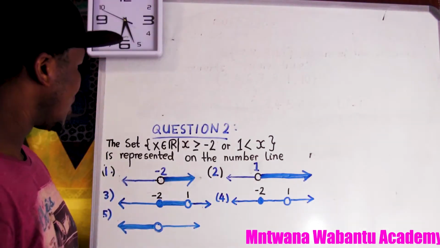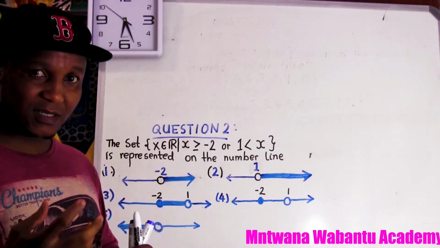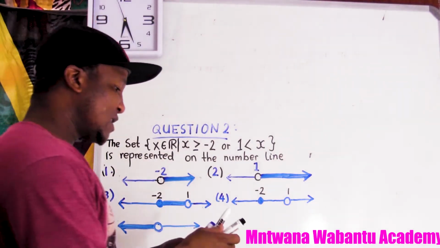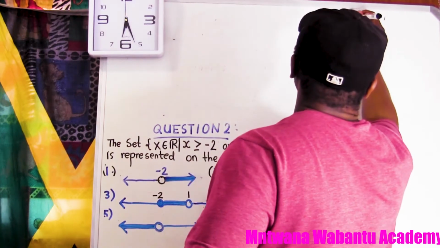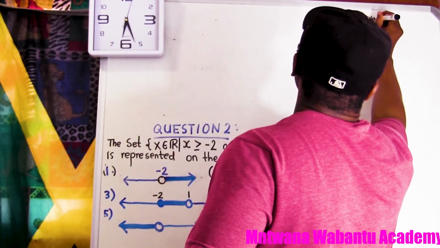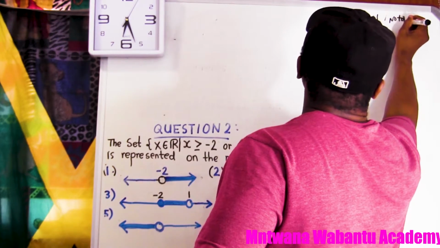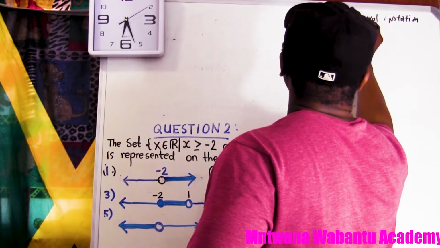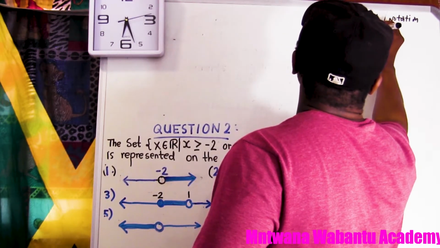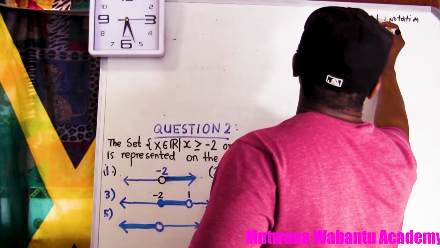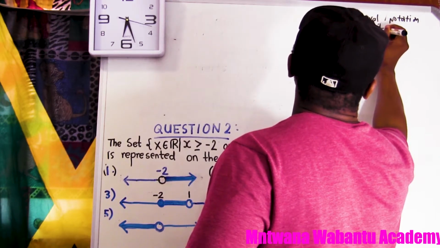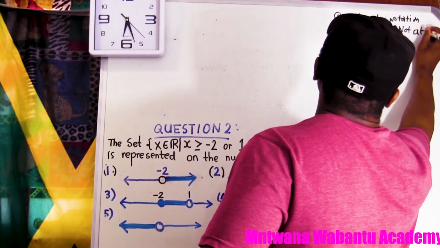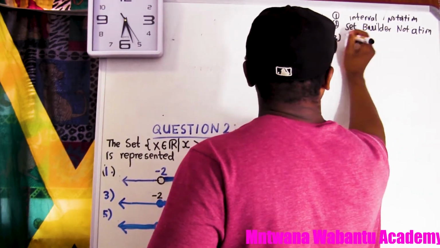Okay, cool. Now let's go. If you have a set of elements or numbers, there are 3 ways you can represent your data. The first way is called interval notation. The second one is set builder notation. And the third one is number line.